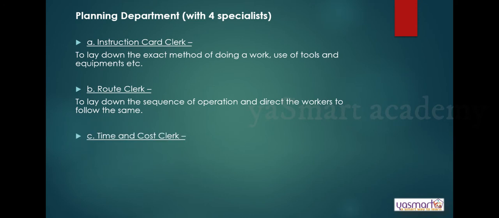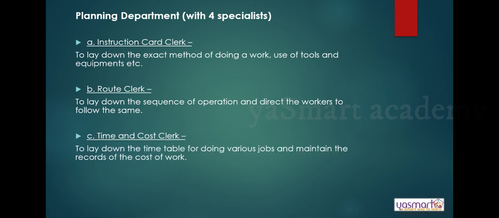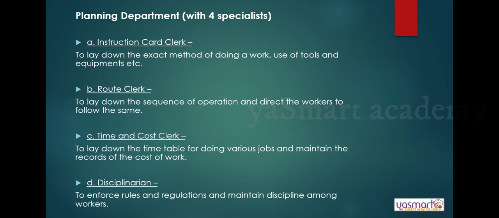Time and cost clerk, who records the time taken for completion of each job and maintains the records of the cost of the work. And the last specialist, disciplinarian, to enforce the rules and regulations and to maintain the discipline among the workers. These four specialists were helping in the planning of the work of an organization.